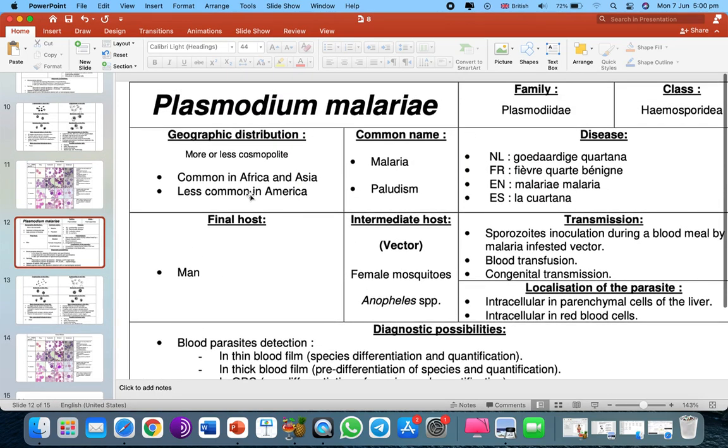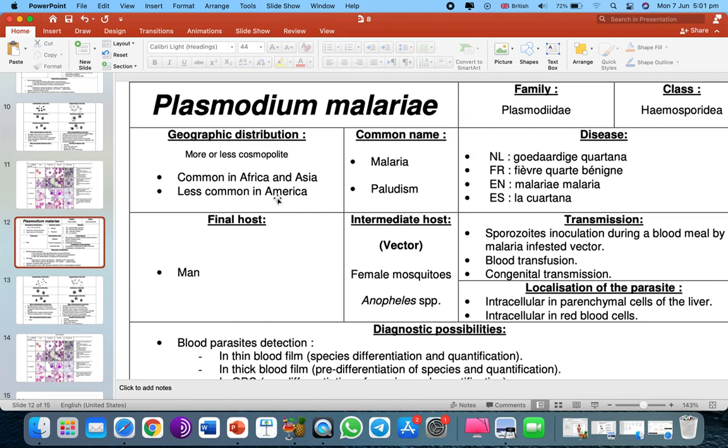The last one will be about Plasmodium malariae. Plasmodium malariae is more or less cosmopolitan. It looks like it is common in Asia and in Africa, at least common in America. It's here in Iraq sometimes, but sometimes not, but it's rare. But falciparum is in Iraq.